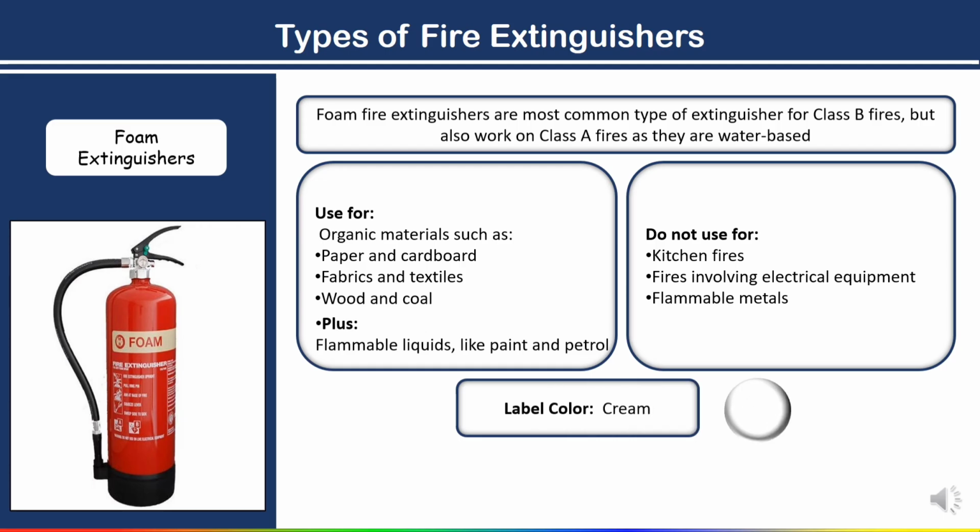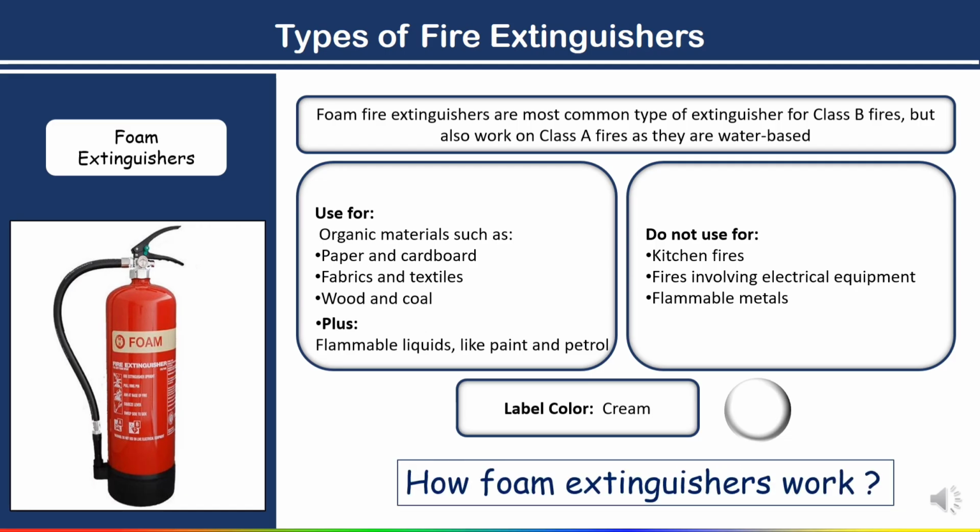And here the label color of this foam extinguisher is cream. In this way you can easily identify it. Now the question is, how does the foam extinguisher work? Here also it is the same thing. When you press the handle, the extinguisher releases foam under pressure through the nozzle.